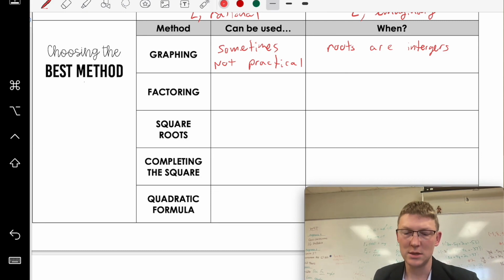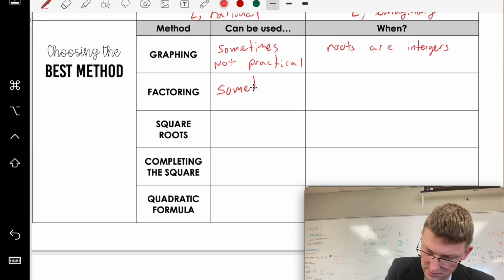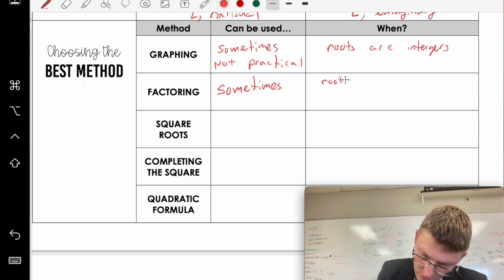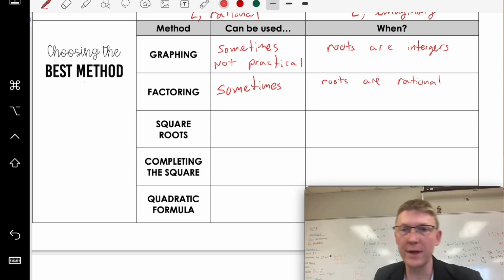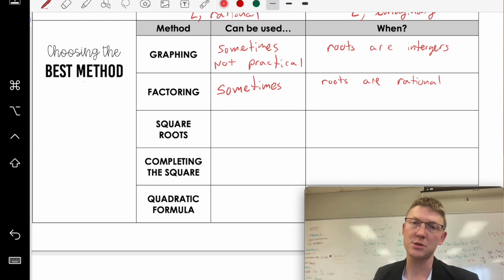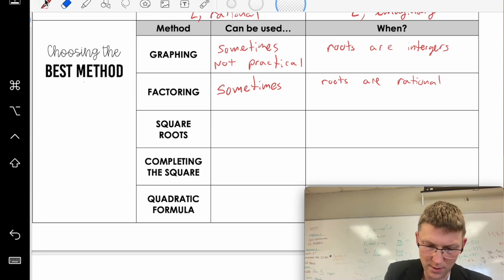So our next idea is factoring. So factoring sometimes works. And it works when the roots are rational, which we could figure out by using the discriminant. So factoring is actually probably the easiest method, but it only works when the roots are rational, which is why we have the discriminant sometimes. Okay, square roots. That's when you have a number that's squared, and then you square root both sides. So if you remember that part.